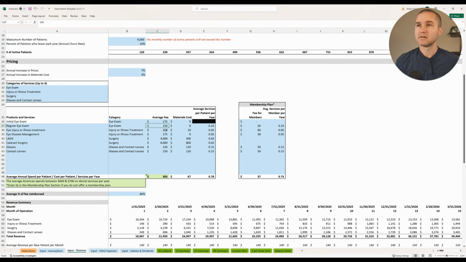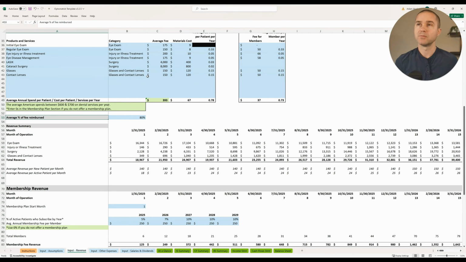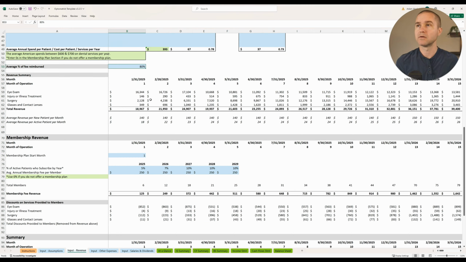So instead of paying $150 for a regular eye exam, members are going to pay $50. And you can see the discounts for all of these services. This average percent of fee reimbursed assumes that if you're billing through insurance, or maybe you're unable to collect 100% of what you bill, this is the percentage that you actually expect to collect of what you end up billing.